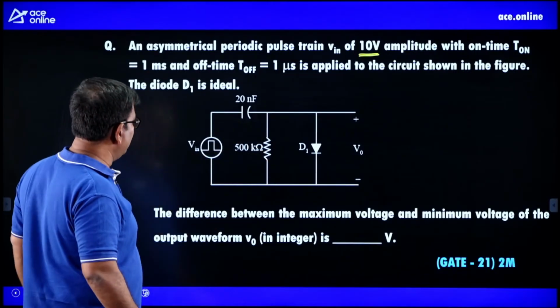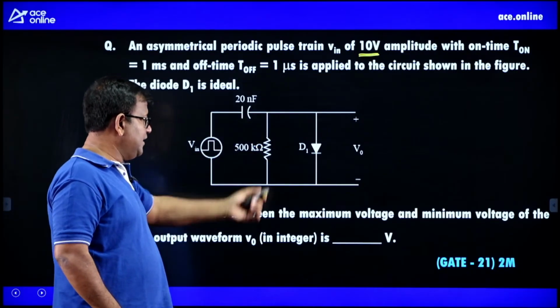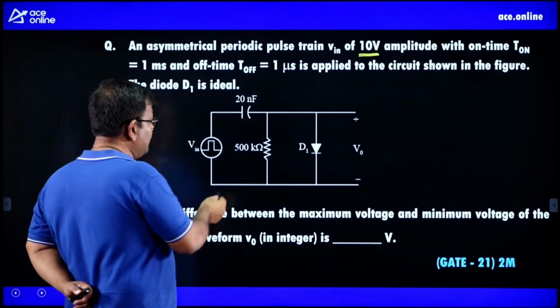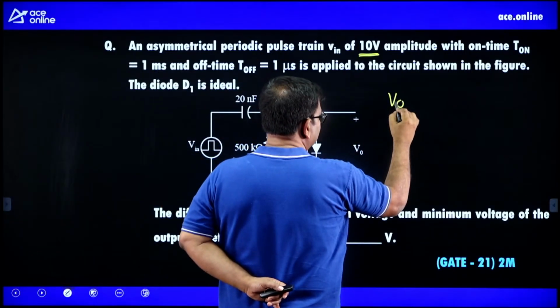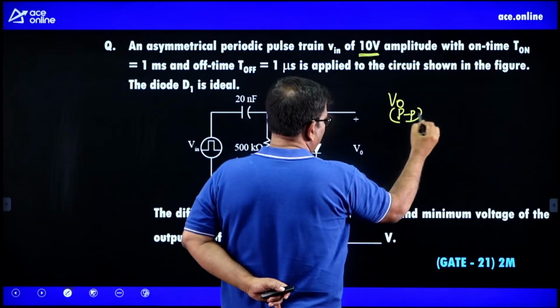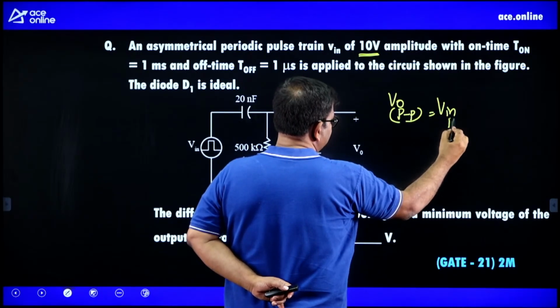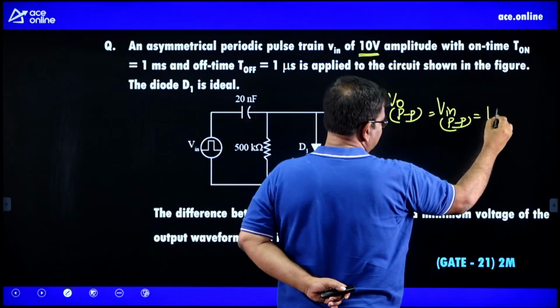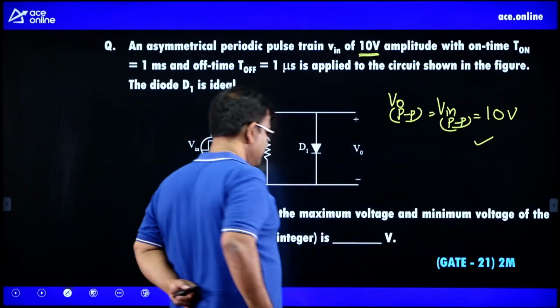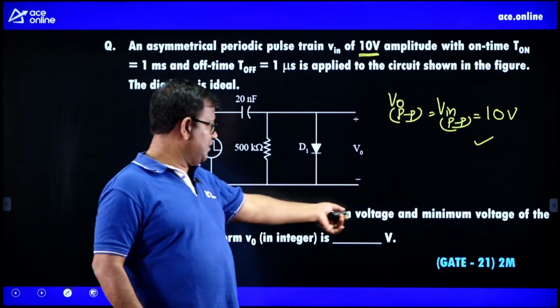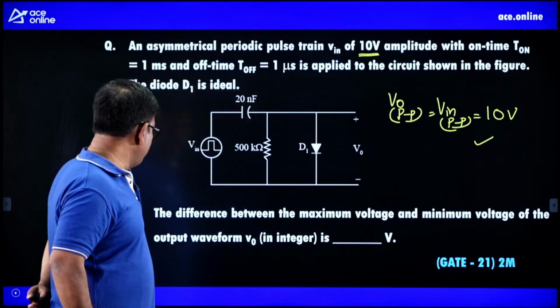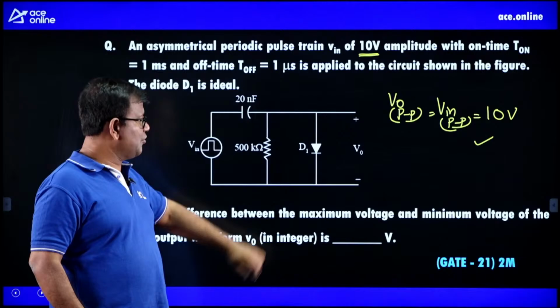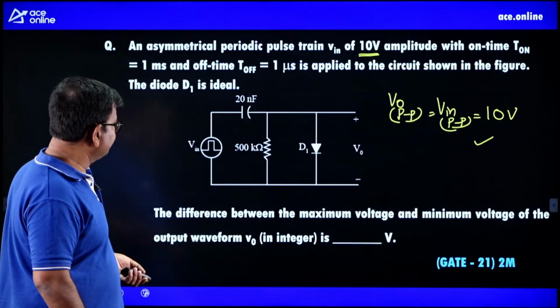There is no need. Once you have identified that this is a clamper, the peak to peak value of output and the peak to peak value of input are both going to be the same. So the question says it is 10, so the answer is also 10. So this is the answer. So the difference between the maximum and minimum voltage of the output waveform is going to be 10 volt, right.